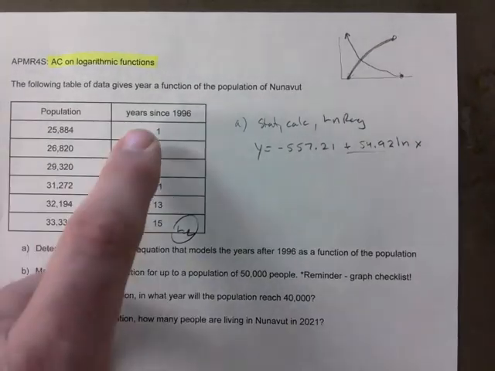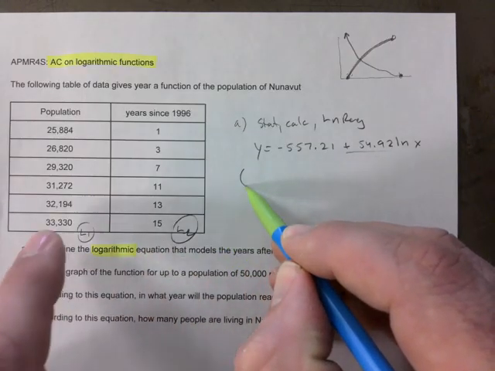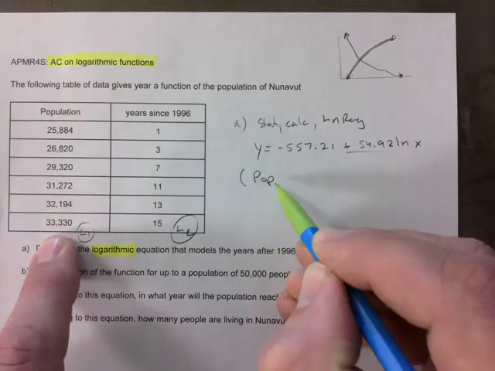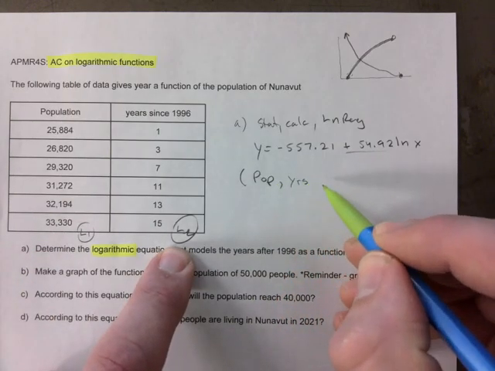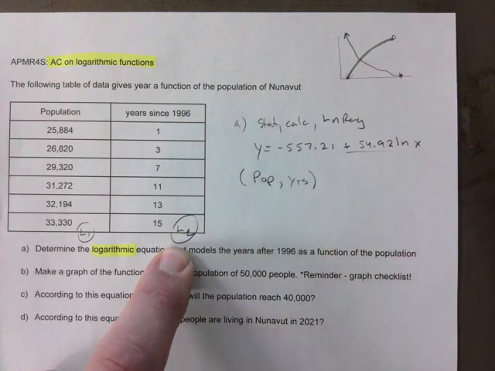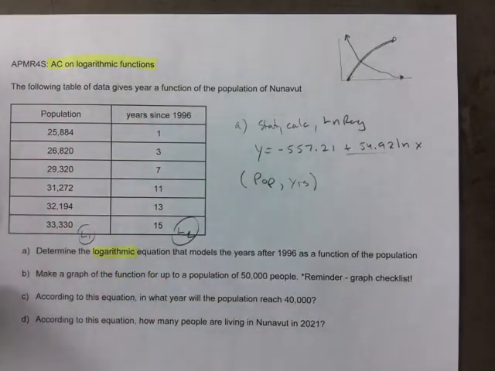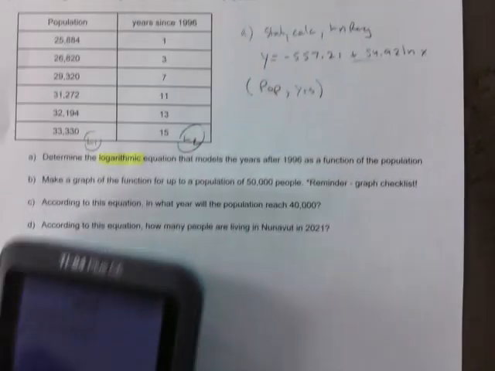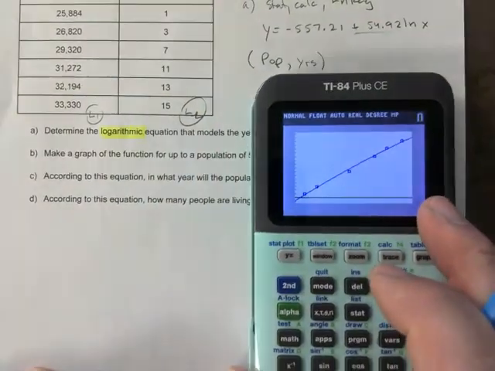Especially because in this case, let's be clear about it, population is X, and the years since 1996 is my Y. Okay, so in that order, because that's how I entered it. And so we have that equation. Good. Let's graph it now.